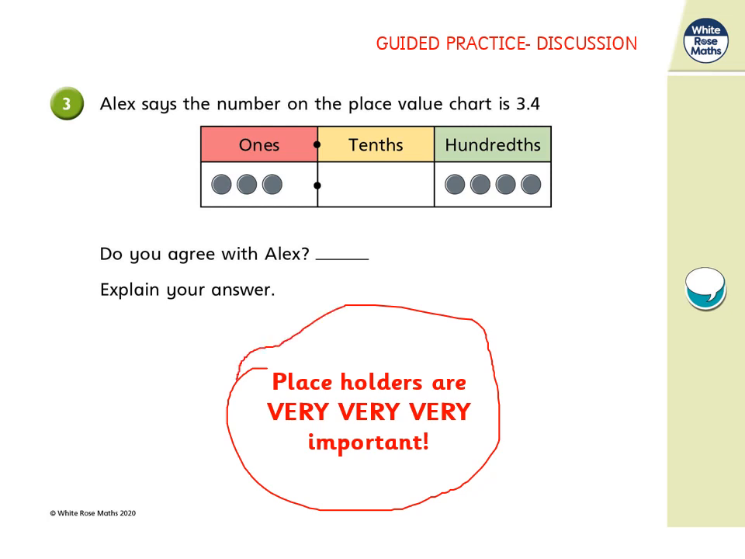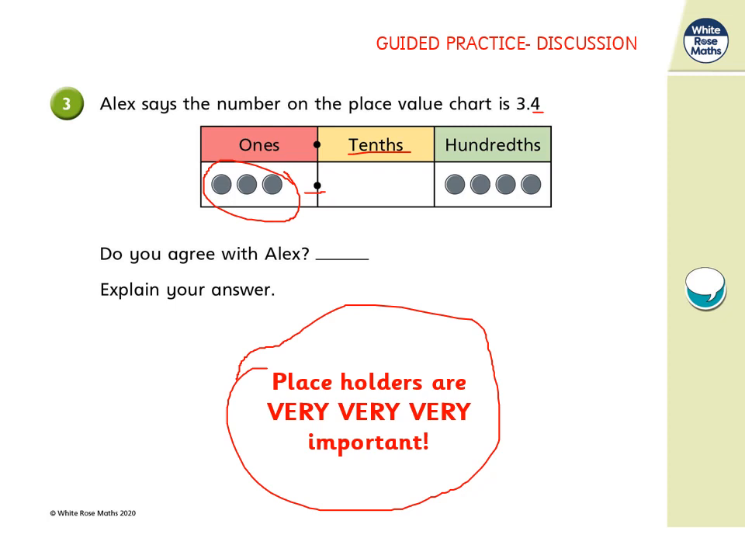Okay, so I'm going to explain to you why this does not show 3.4, and I'm hoping that you're in agreement here. So I don't agree with Alex because, yes, I do have 3 ones, which I've just circled, but then after my decimal point, if Alex was to be correct, the 4 here is the place value of the tenths, and there are 0 counters in the tenths column.